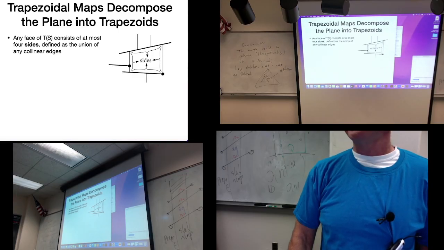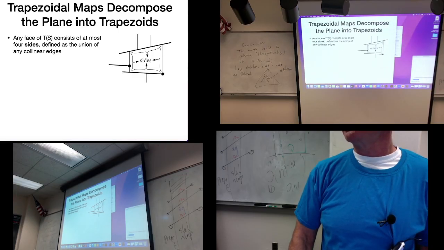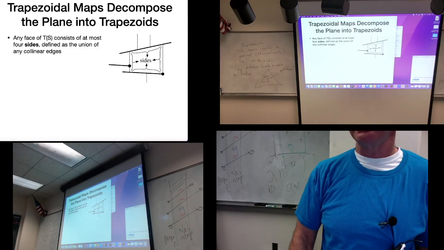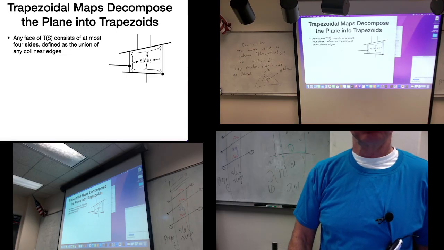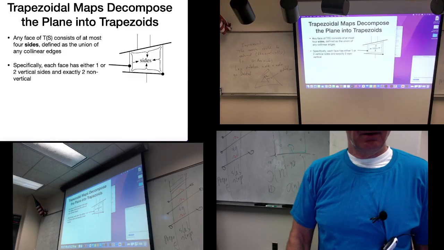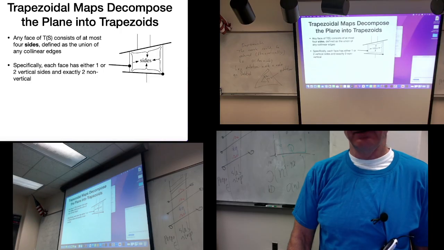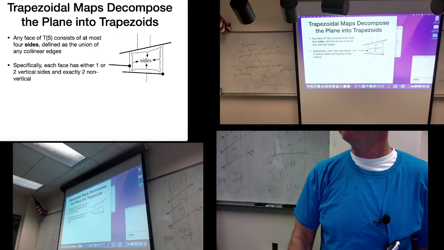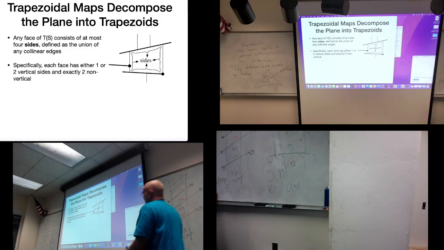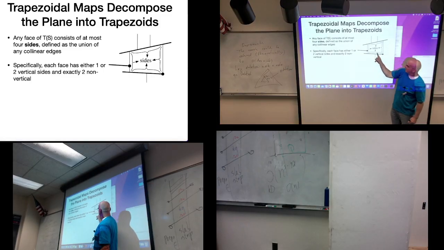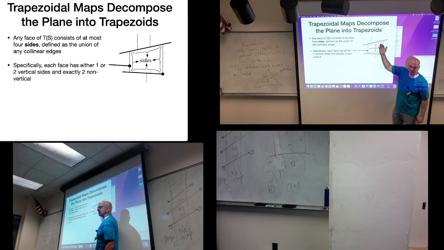So notice that I completely forgot about it being a map. From now on, it's just a set of segments that don't cross. Each face has one or two vertical sides, and exactly two non-vertical, one at the top, one at the bottom. Why is this the same segment? Because if I had the endpoint of a segment somewhere here, I would shoot away from it, splitting this trapezoid.